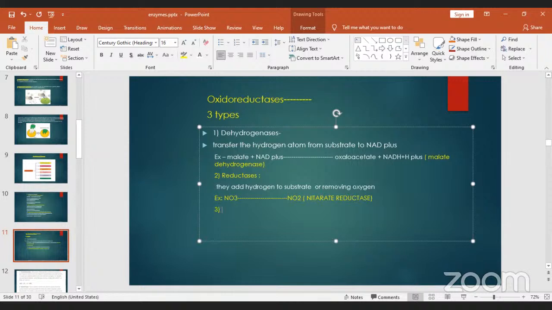Now the third one, oxidases. In this case, there is transfer of hydrogen from the substrate to oxygen. In the first case, dehydrogenase, hydrogen is transferred from the substrate to NAD plus. In the third case, hydrogen is transferred from the substrate to oxygen. So this is dehydrogenase and this is oxidases.